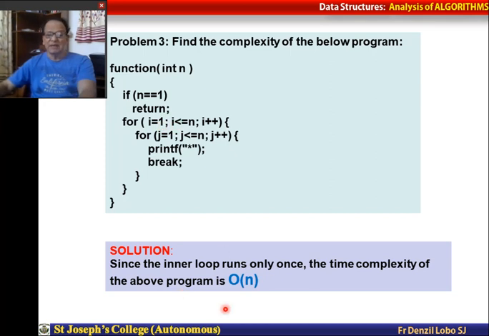Therefore, the complexity of the algorithm is of the big O of n. That's because of the first loop, from 1 to n, every time this breaks. Suppose there was no break statement, it would have been n squared. So n squared, please remember that.